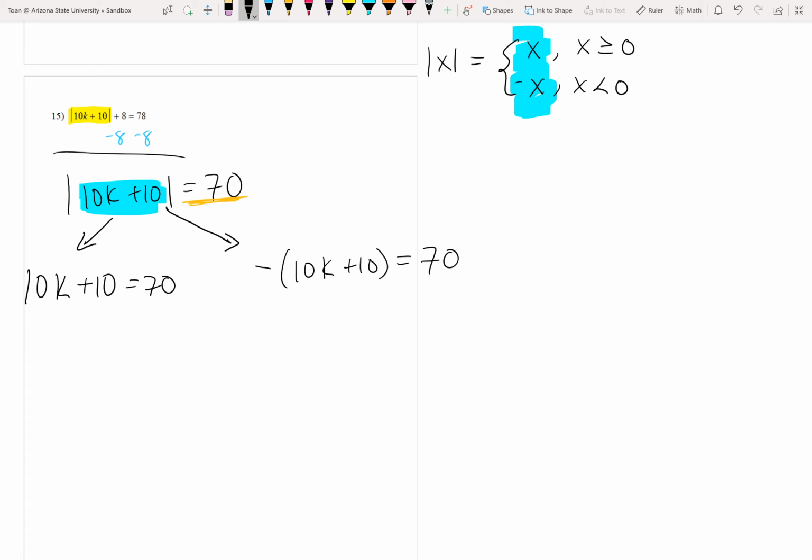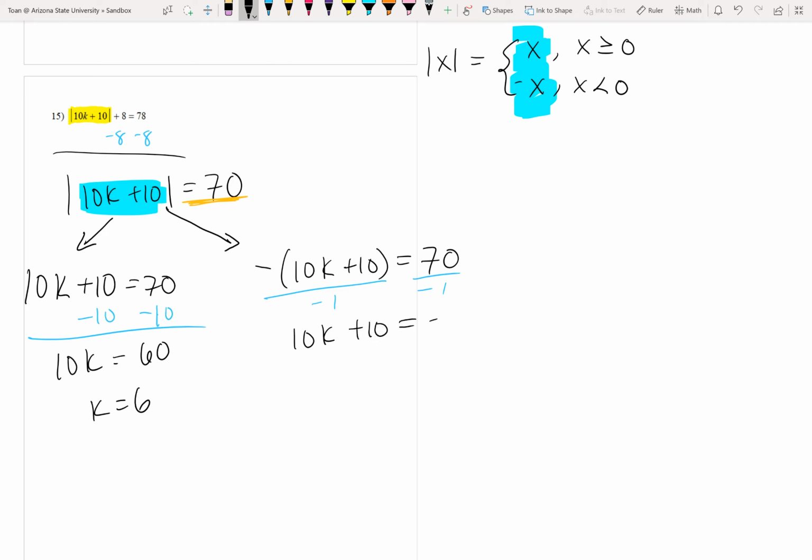So then to solve this equation, you just solve both of them. Let's work the left side first. I'm going to subtract the 10. 10k equals 60, and then divide out the 10, k equals 6. On the right side, you can go ahead and distribute the negative if you want, but I personally like to divide out a negative 1, just so that my solving steps will be the same afterwards. Negative 70, and then just go ahead and subtract the 10, as we did before. 10k equals negative 80, and then divide out the 10, k equals negative 8.